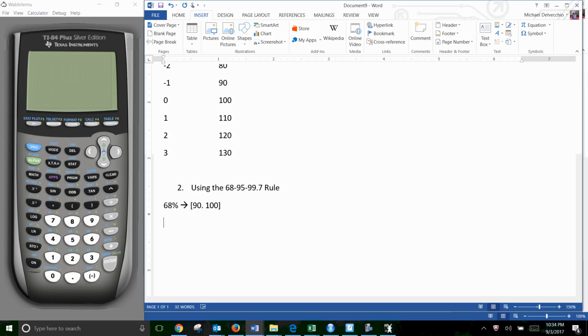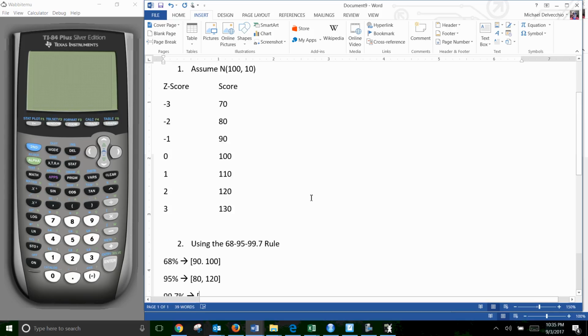So 95% will be between 80 and 120, and 99.7% will be between 70 and 130.